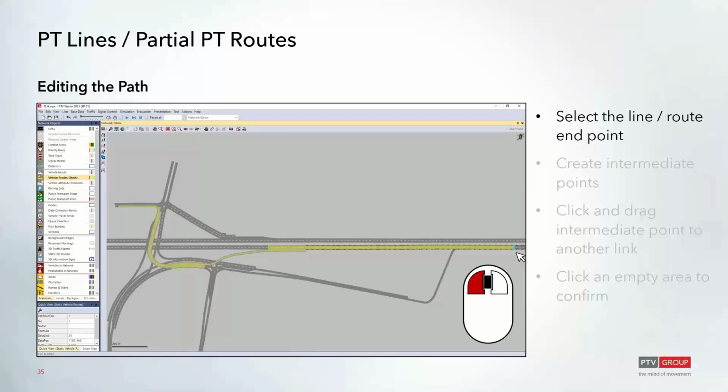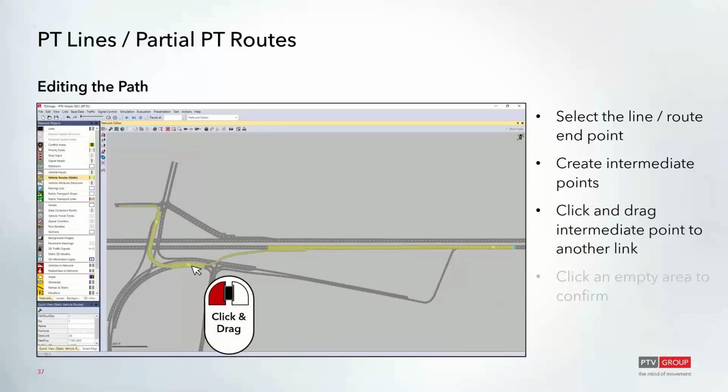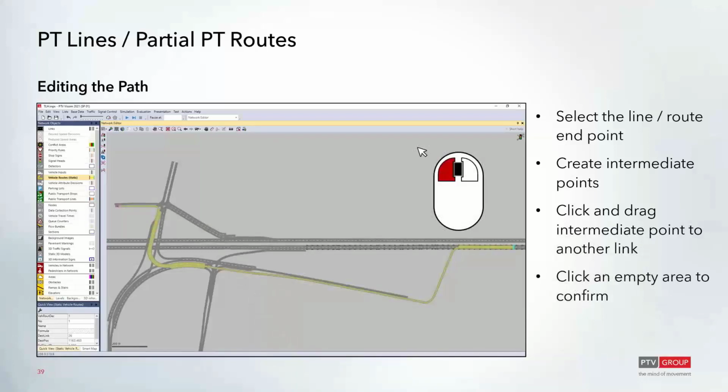But all of this can be done by selecting the line or the route that you want to edit. Then you can press Control and right-click to add any intermediate points along that line or route. Then you can click and drag that intermediate point from one location to the next, and that will move that line or route to that desired location. Then you can just click on an empty area to confirm and lock that new line or route path in place.